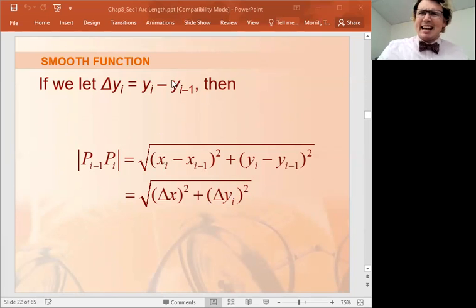But all this delta notation is saying is we take the value of the function at the right endpoint, call that y_i, and we subtract off the value of the function at the left endpoint, call that y_{i-1}. Okay, so each of those individual lengths has the formula the square root of delta x squared plus delta y squared.